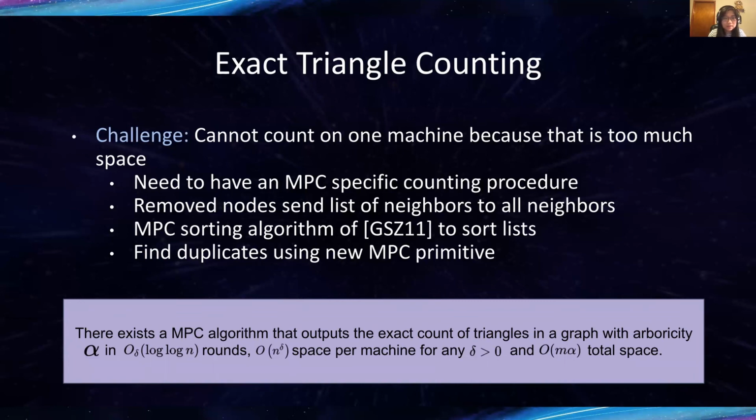which is: there exists an MPC algorithm that outputs the exact count of triangles in a graph with arboricity alpha in O of log log n rounds, O of n to the delta space per machine for any delta greater than 0, and O of m alpha total space.